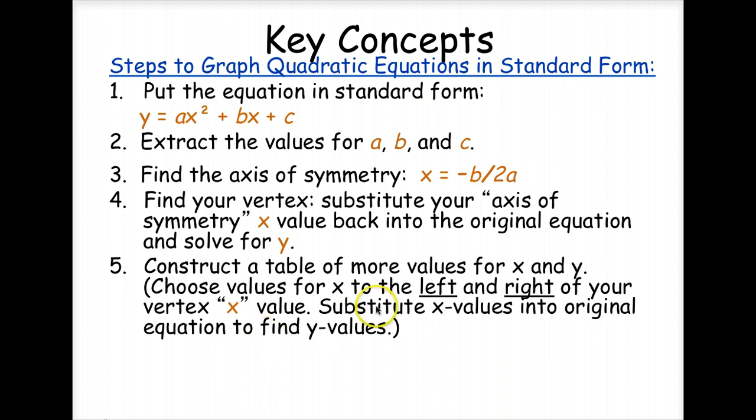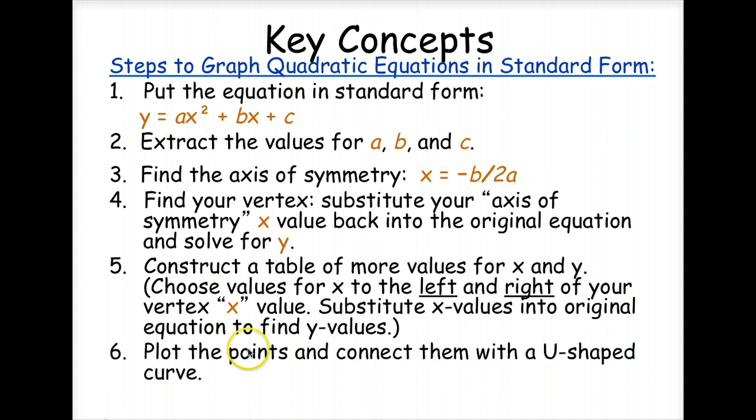Then you're going to construct a table of more values for x and y. So you need to choose values for x to the left and right of your vertex. That's why it's important to find out where your vertex is, so you can figure out where to choose your values. Substitute x values into the original equation to find your y values. Then you're going to plot the points and connect them with a U-shaped curve. It's going to be shaped like a parabola because these are quadratic equations.